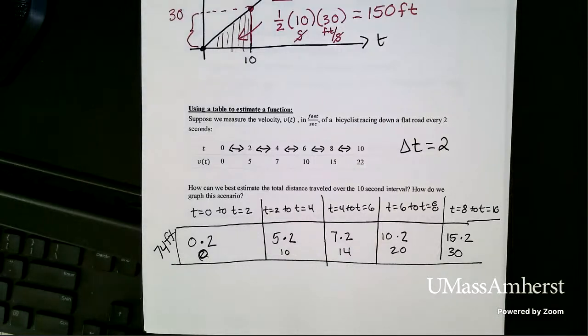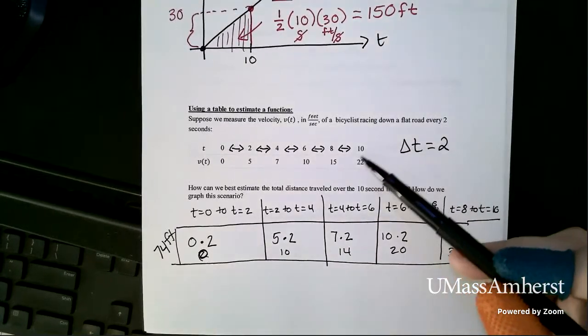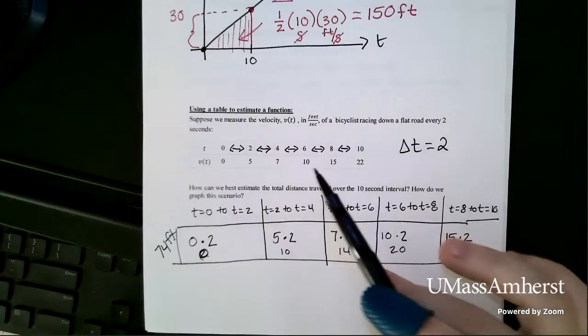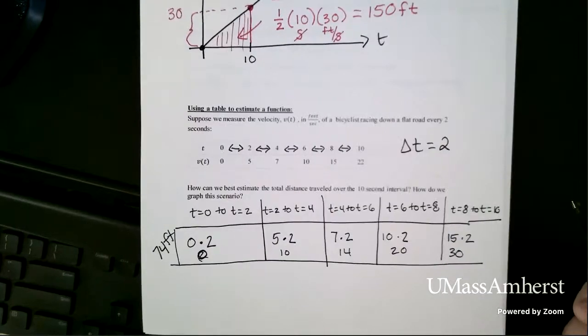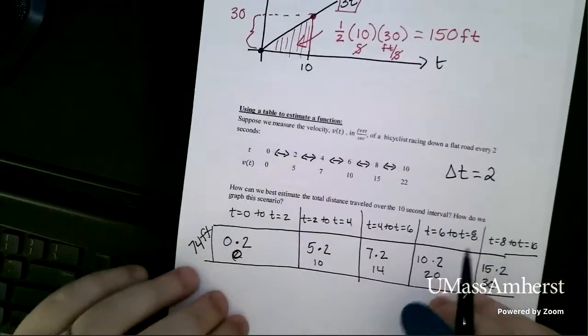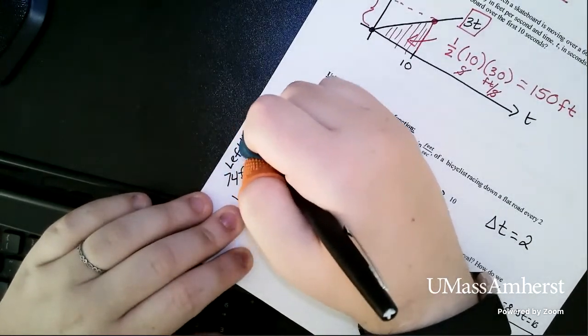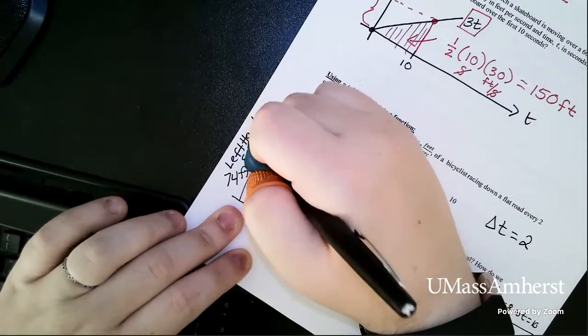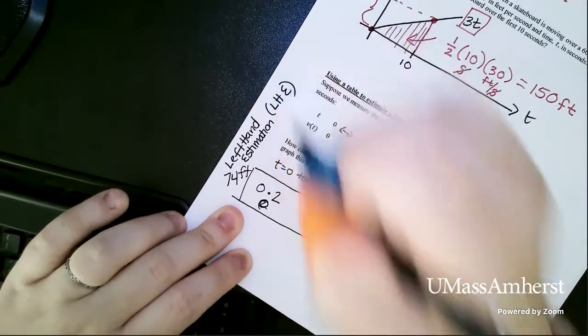Now, if this was an important race and you were this bicyclist, right? And this is how I approximated your total distance traveled, you would probably be pretty mad, right? Because I didn't even use the 22, right? Since I always pick the rate on the left, I never used your best rate, okay? So this type of approximation that I just did is called a left-hand approximation or estimation. And we usually notate it LHE.